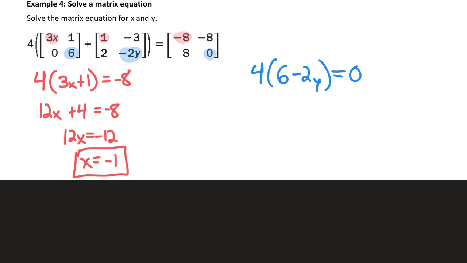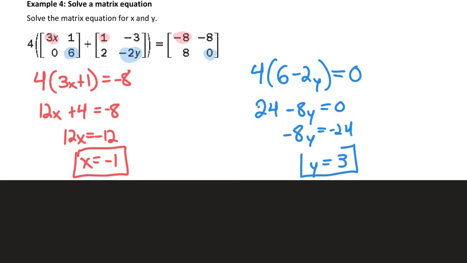For my other equation, if I distribute, this becomes 24 minus 8y equals 0. This will become negative 8y equals negative 24 if I subtract 24 from both sides, and then y equals 3. So it's just knowing how to set up and solve those types of equations. So just make sure you line up all of your corresponding elements that matter. The other elements don't really factor into the equations here, but it's applying that distributive property in this case.